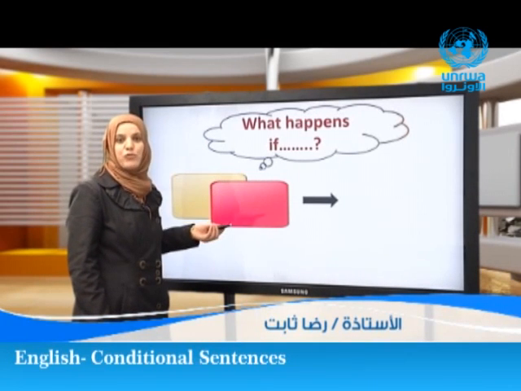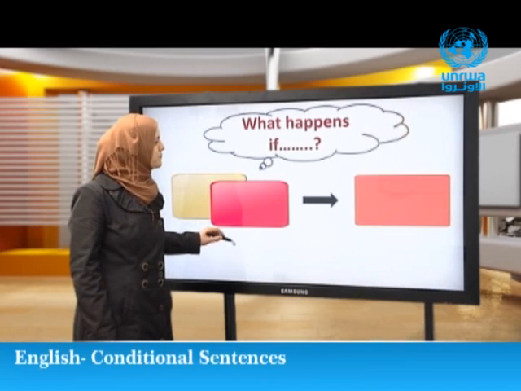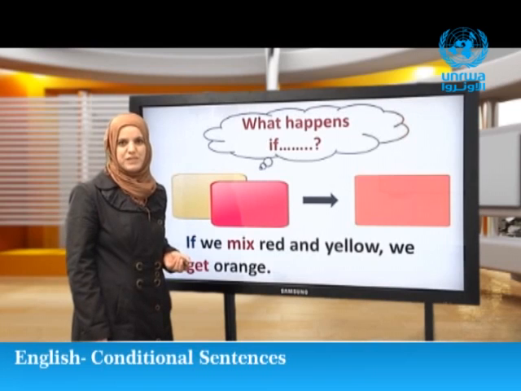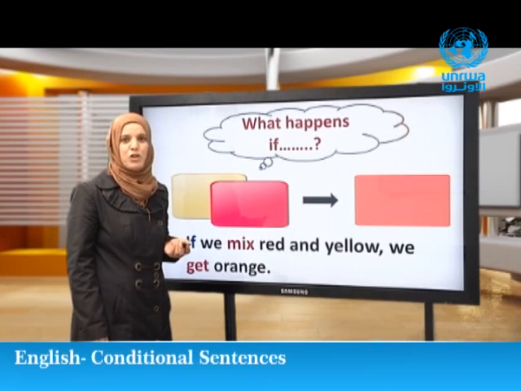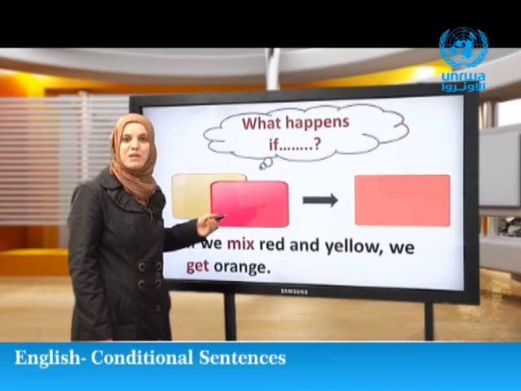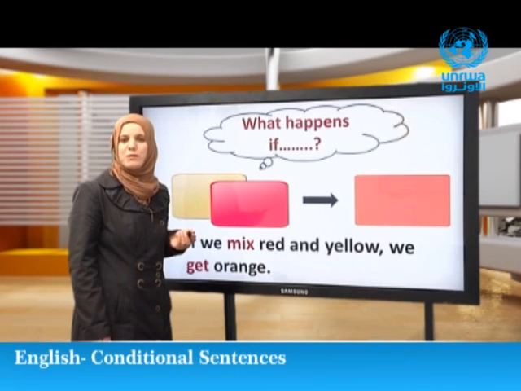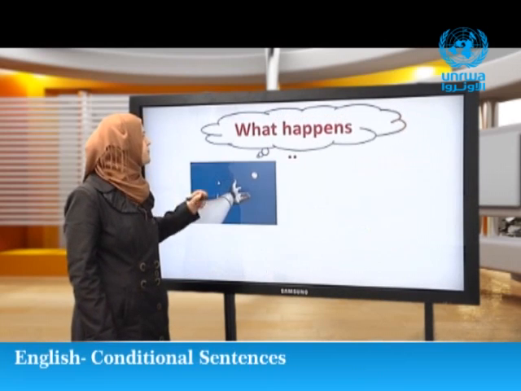What happens if we mix red and yellow? If we mix red and yellow, we get orange. Is there another possible answer? هل هناك احتمال آخر؟ Can we get another color? Green maybe? No. We get orange every time we mix the red and yellow. نحصل على اللون البرتقالي في كل مرة نخلط فيها اللونين الأحمر والأصفر. هذه حقيقة.